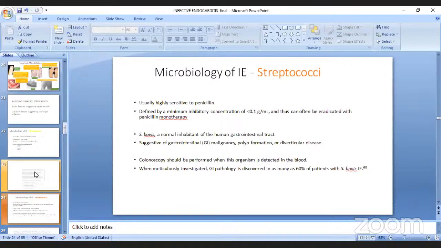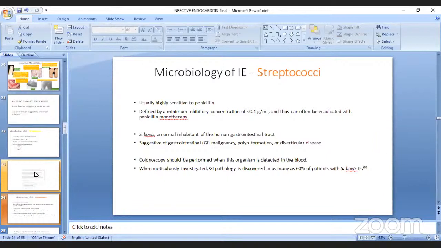S. bovis, a normal inhabitant of the gastrointestinal tract, you cannot forget this. S. bovis, or gallolyticus, is a normal inhabitant of the human gastrointestinal tract, and it is suggestive of gastrointestinal malignancy, polyp formation, and diverticular disease. That means the patient comes to you and you find that this patient has fever and all the features of infective endocarditis. Then you take the blood cultures, and all the blood cultures are persistent for S. bovis. What would you suggest to the patient? You would tell the patient that you should go for a colonoscopy.